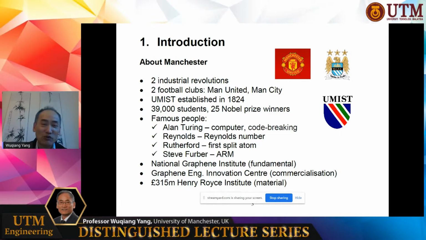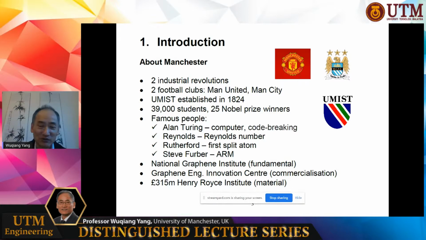UMIST has almost 200 years history. UMIST was established in 1824. In 4 years' time, UMIST will be 200 years old. Now, we are merged by University of Manchester. Now, this university is very big, 39,000 students. We do have 25 Nobel Prize winners, some famous people like Alan Turing, Reynolds, Roosevelt, and ARM inventor, Steve Furber.